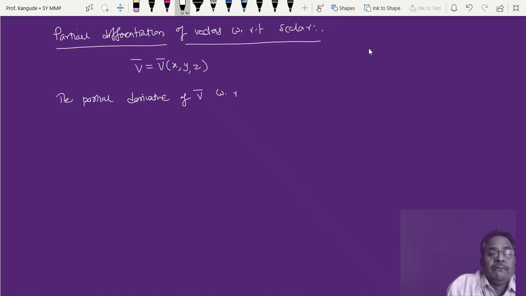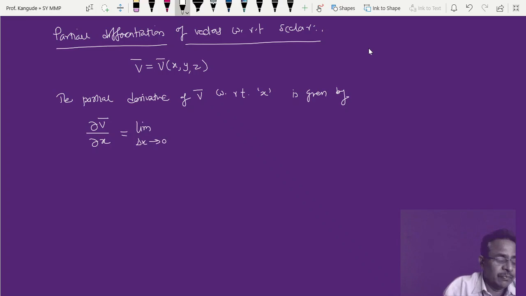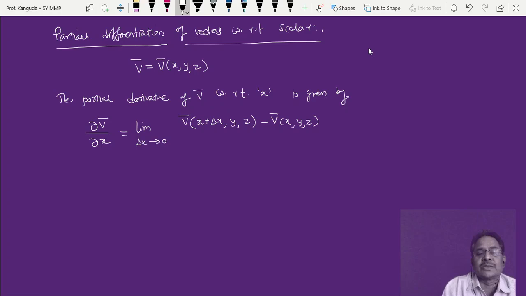of V bar with respect to x is given by, okay, we know all this. Partial differentiation of V bar with respect to x is equal to, if you remember, the limit as delta x tends to 0 of V bar of the changed variable x plus delta x, and y and z as they are, minus V bar of x, y and z. So x changes from x to x plus delta x, therefore V changes from V to V plus delta V, and therefore delta V upon delta x is given by this limit: the changed value of V minus the original value of V, divided by delta x. So this is defined as the partial derivative of V bar with respect to x.